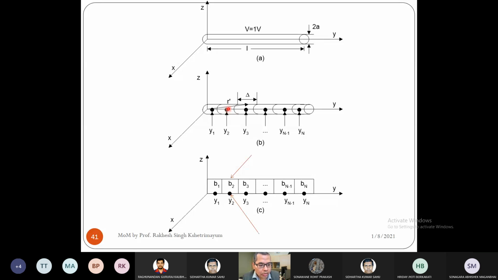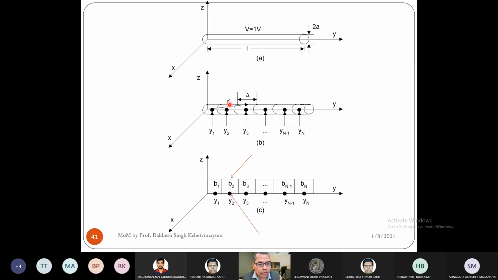Have my observation and source at the same location. When you find the distance between them, it will become 0. So 1 by 0 will become infinite. So that is called singularity effect. When you calculate the diagonal elements of the Z matrix, since your source and observation point are at the same location, your integration will become infinite. It will become singular. You cannot do the integration.